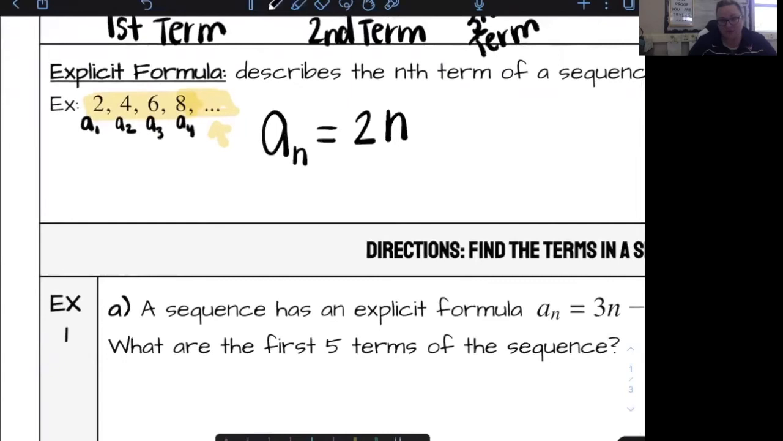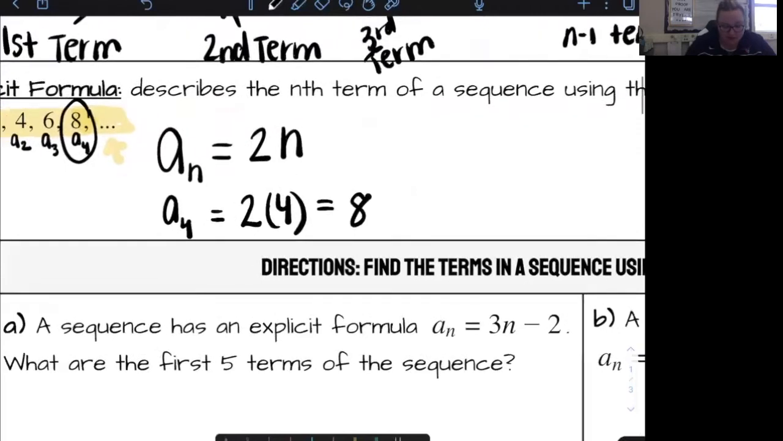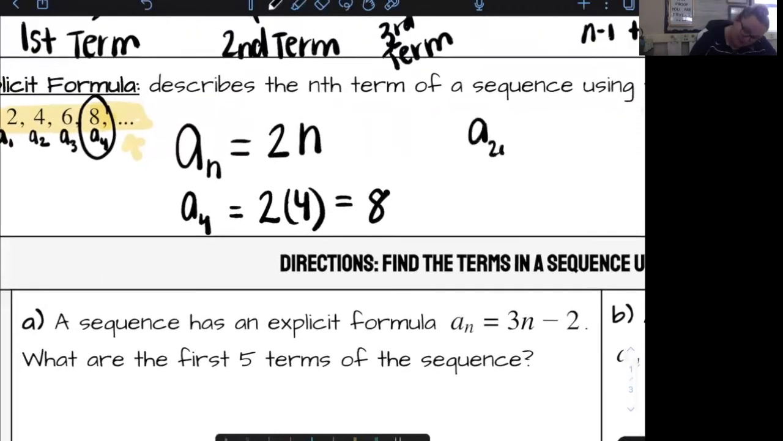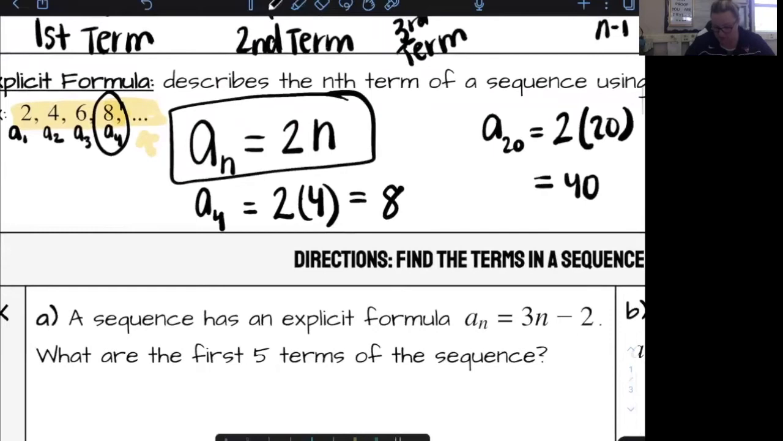So let's see if this works. Let's see what we get for a sub 4. Well, for a sub 4, we would get 2 times 4, and that would be 8. And that matches the next term in our sequence. So then if I asked you to find the 20th term, you would use our formula and you would do 2 times 20, which would be equal to 40. And you can use this explicit formula to find any term in our sequence.